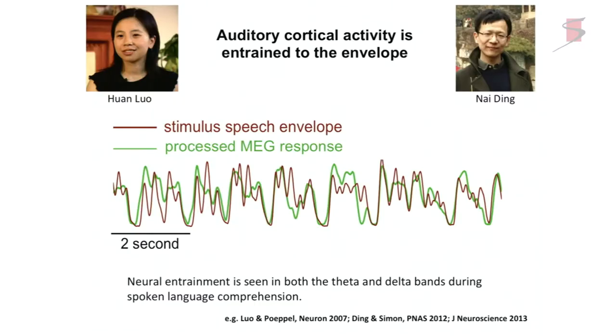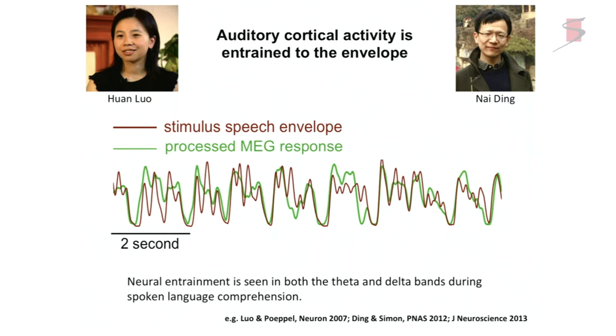What these two people discovered about 10 years ago, or a little more than that, Huan Luo, who's now a professor at Beijing University, and Nighting, who actually, as of this week, is also a professor at Beijing University, and they discovered in a series of very simple and clever experiments that the brain, the auditory cortex response, unbelievably faithfully tracks the envelope of the speech signal. So it's like the brain waves surf on the speech waves. And so this is what's called neural entrainment.